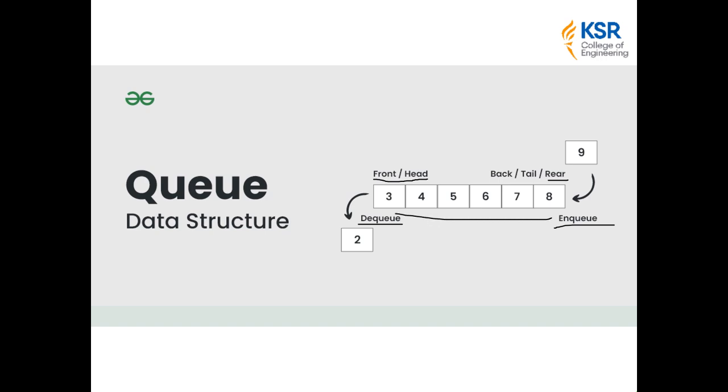If you perform a dequeue operation, the element 2 will be deleted first, that is, from the front end of the queue. If you add an element, that is 9, it will be added after 8 at the rear end. That is called an enqueue operation in the queue.